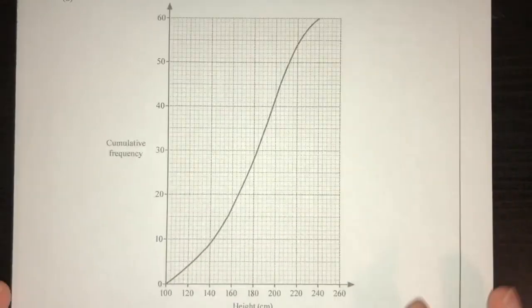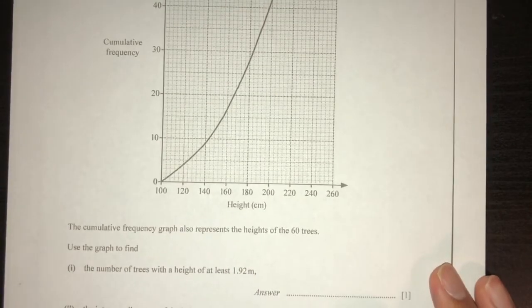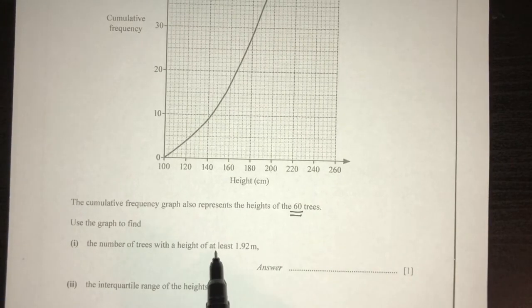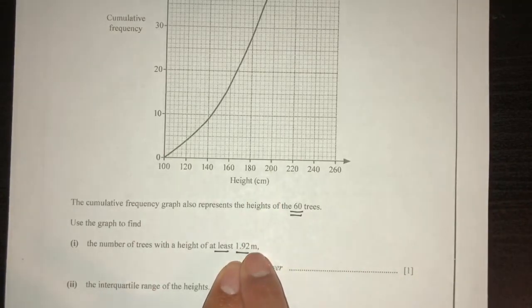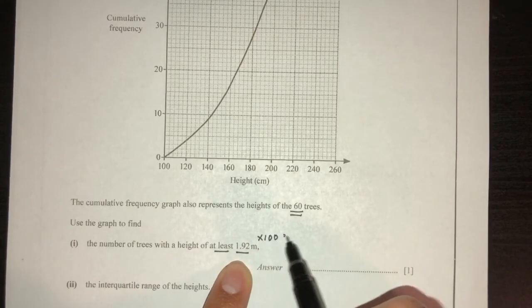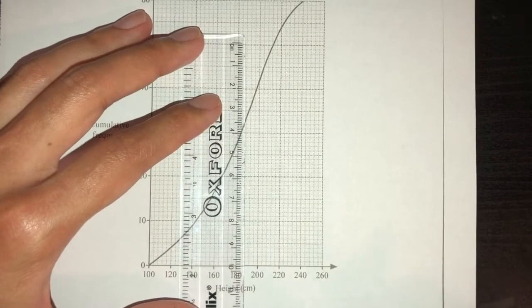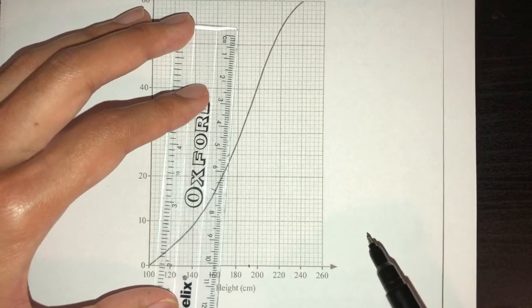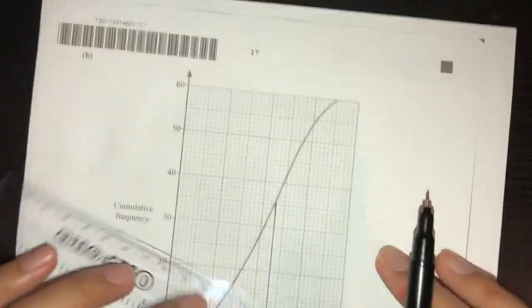Let's move on to question number 24, part B. Here we have a cumulative frequency graph. We have to use the graph. Again, we have 60 trees. We have to find the number of trees with a height of at least 1.92. Let's first find out what that value is. Here we have centimeters, so first we have to convert this to centimeters. Multiply by 100. That will be 192 centimeters. Now go back to your graph. 5 squares is 20, 1 square is 4, so we have 184, 188, and 192 will be here. We have to draw a line to intersect the curve and then find the corresponding value on your graph.